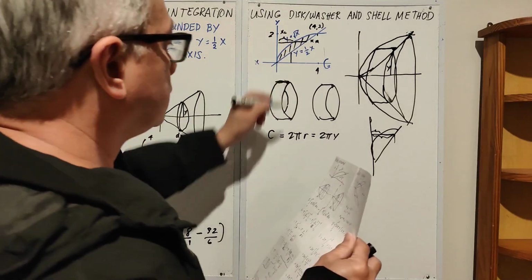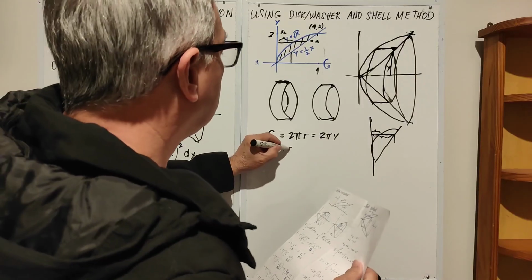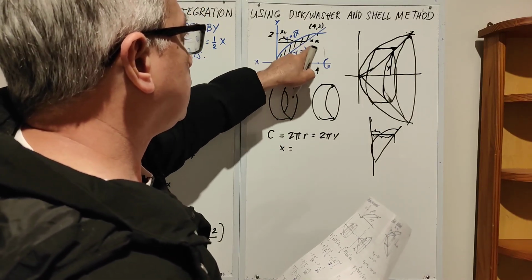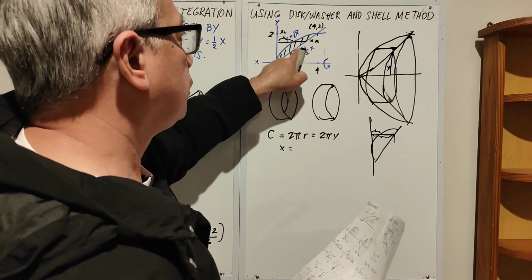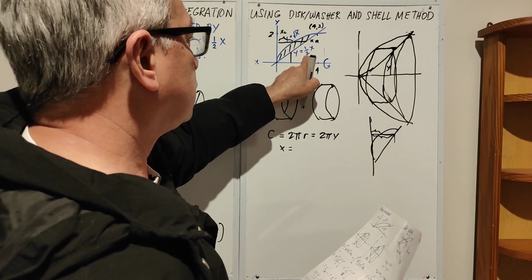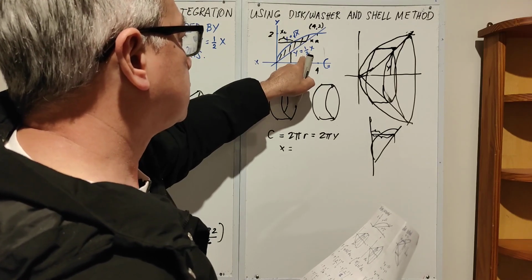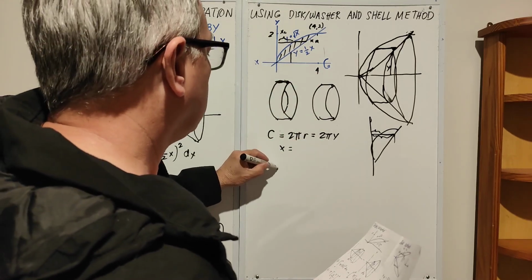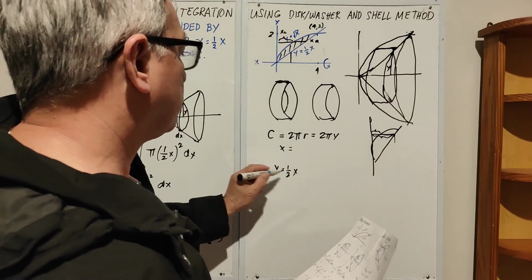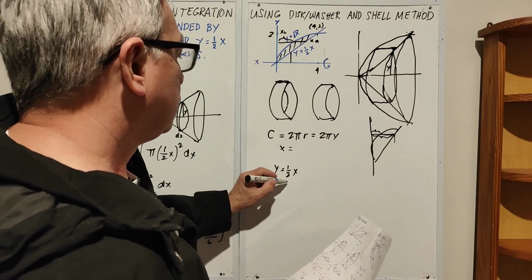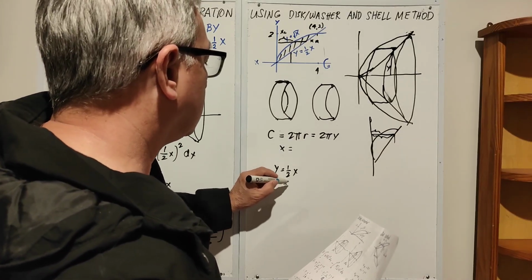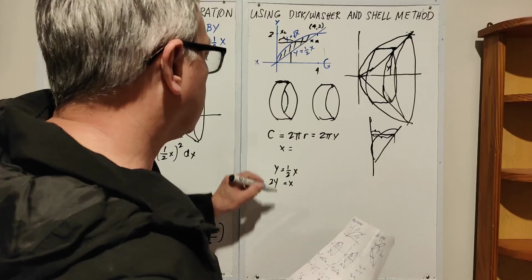So what is your XR? To find the value of x, y is equal to 1/2 x, multiplying both sides by 2, you get x is equal to 2y.